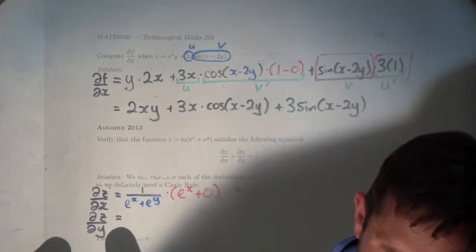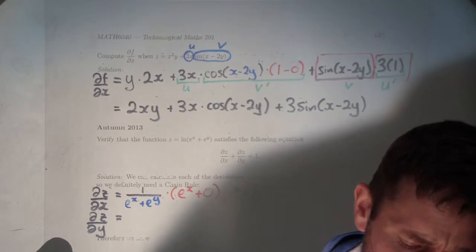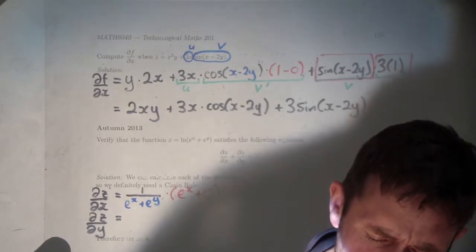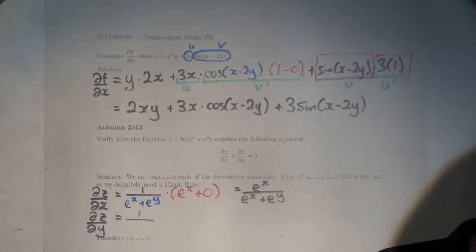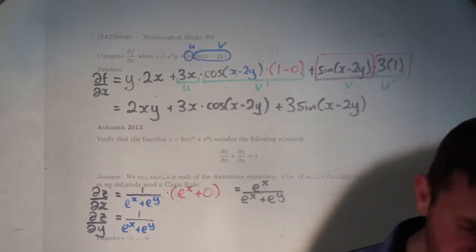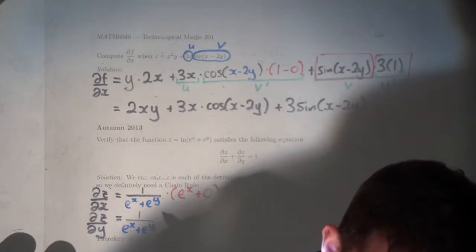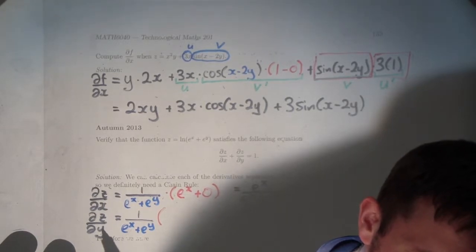Okay, so we'll do this other one. We're differentiating this partially with respect to y. We've got an outside and an inside. The outside is log. What's the derivative of log of x? 1 over x, evaluated at the inside, times the derivative of what's inside. What is the derivative of e to the x with respect to y? 0.